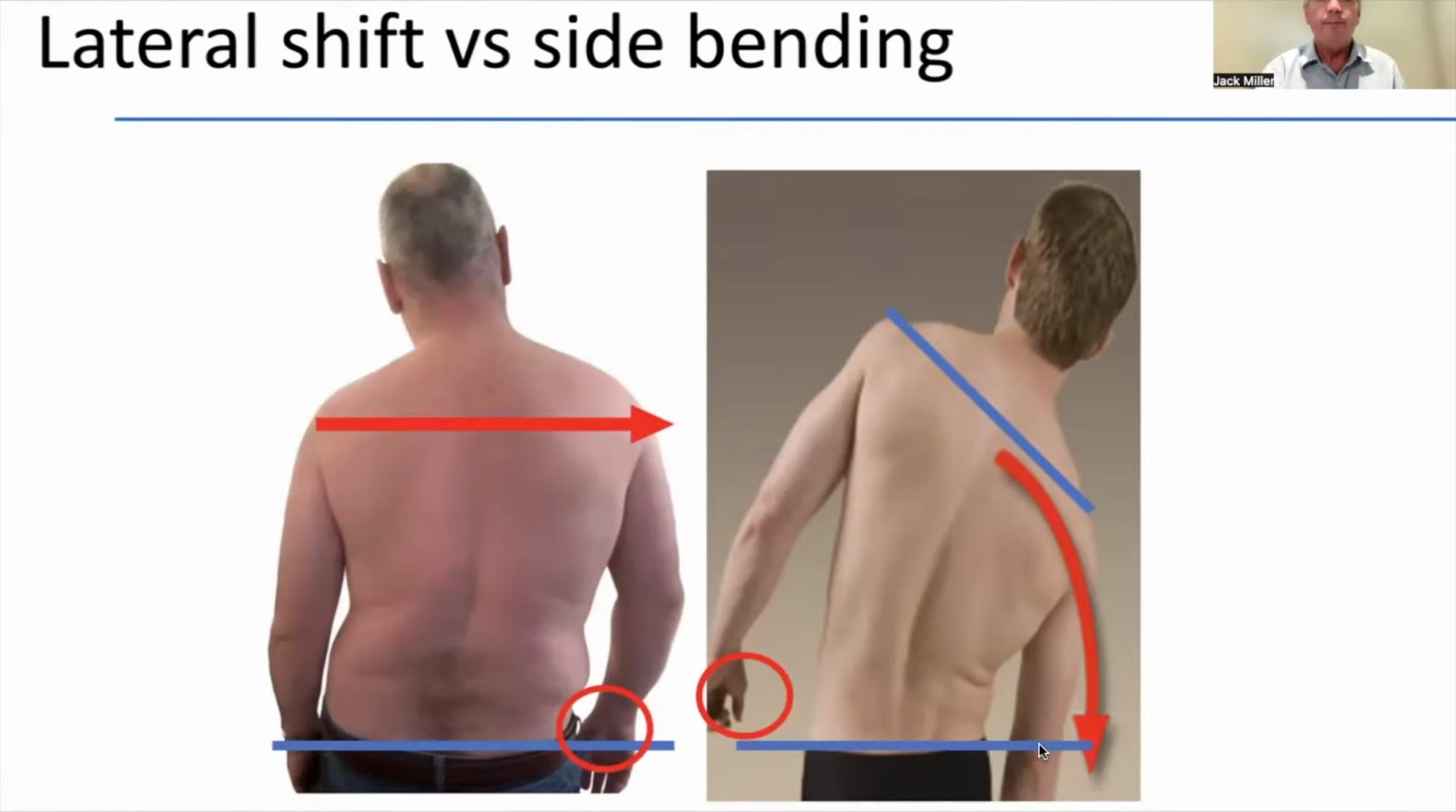A little tip here at a clinical level is don't look at their back, look at the hand. If you look at this individual with the lateral shift on your left, the hand is away from the body on the side of the shift. However, with side bending, it's the opposite. The hand moves away from the body on the opposite side. So that can give you a good idea whether or not it's a structural scoliosis versus a true lateral shift.